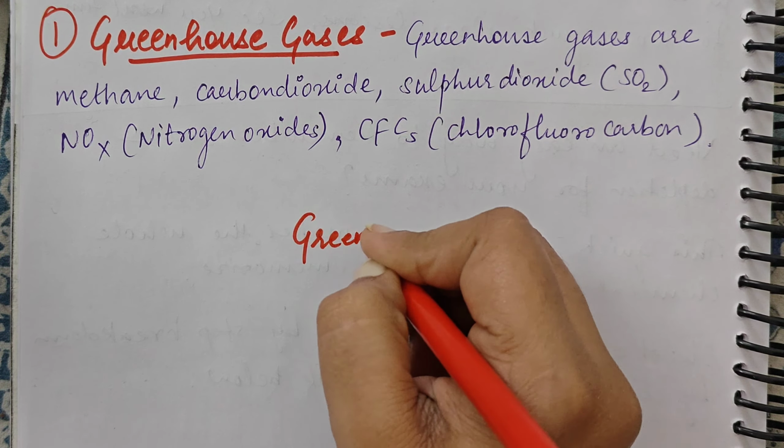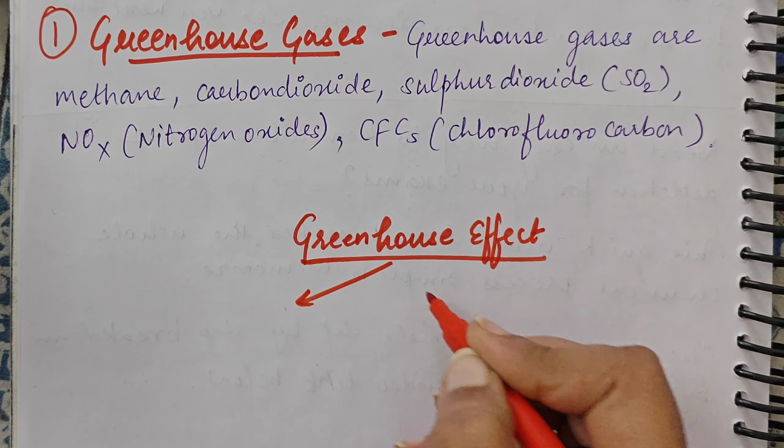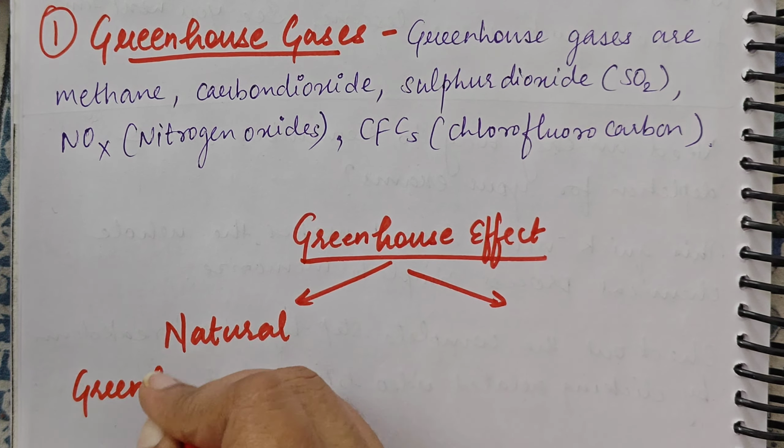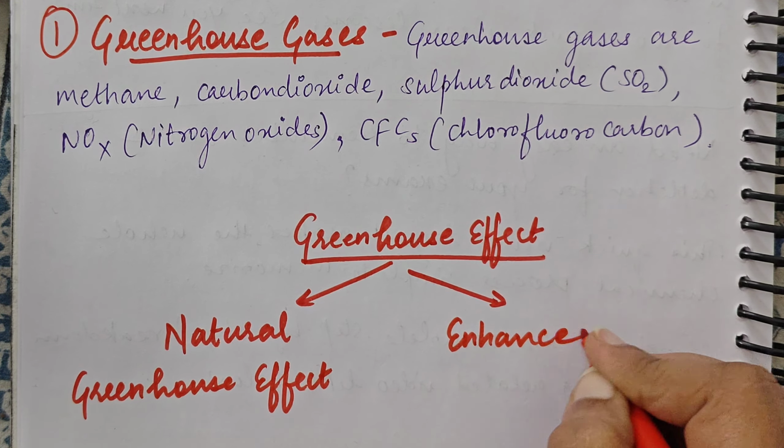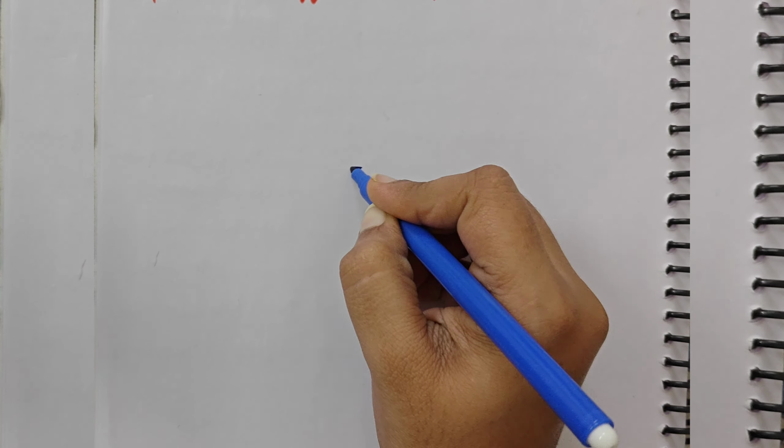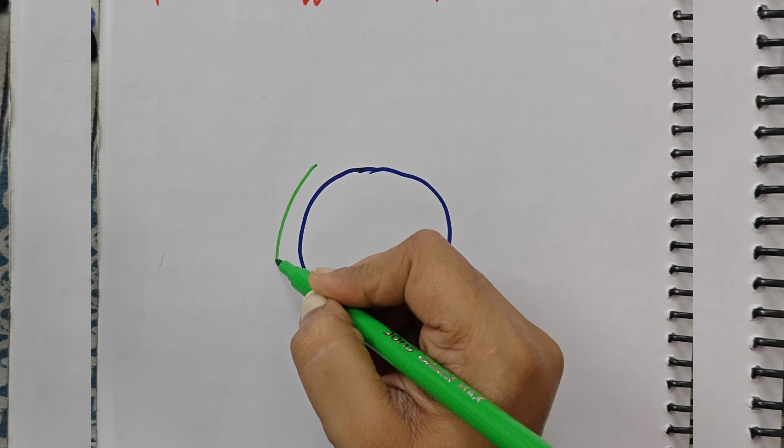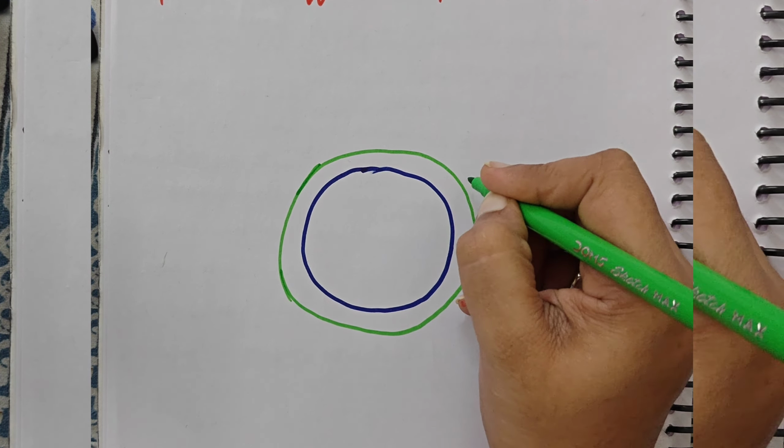But here is what most exam papers get wrong. Greenhouse effect is not just a single thing. It is divided into two types, natural and enhanced greenhouse effect. Now let's start with the basic physics of how the sunlight interacts with our planet.